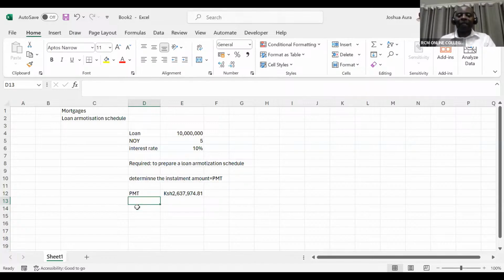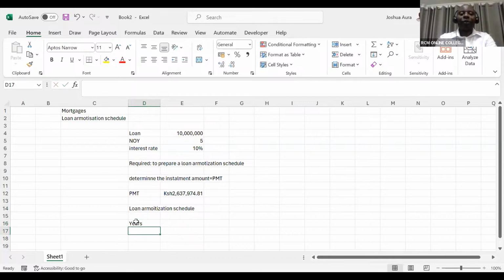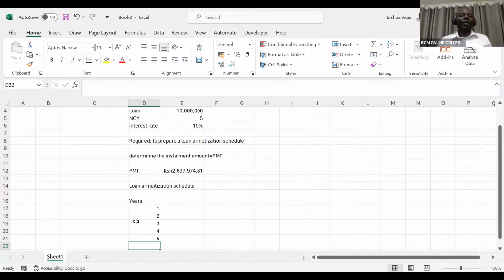So from there, the next thing that you will do is to come here and give us a loan amortization schedule. Of course, we shall start with years. So years, we have 1, 2, 3, 4, 5.